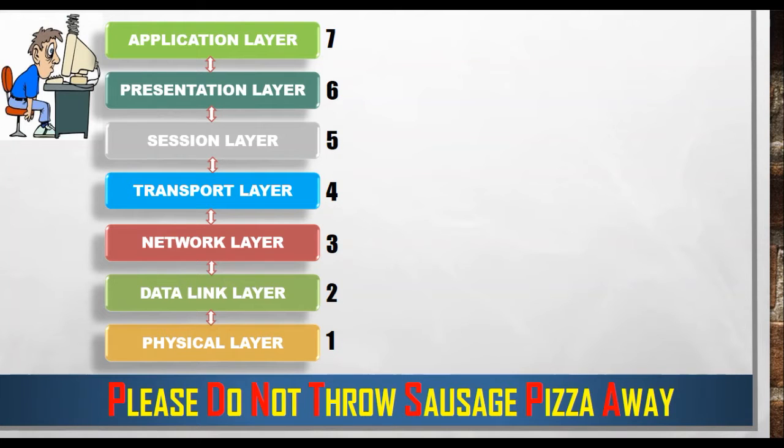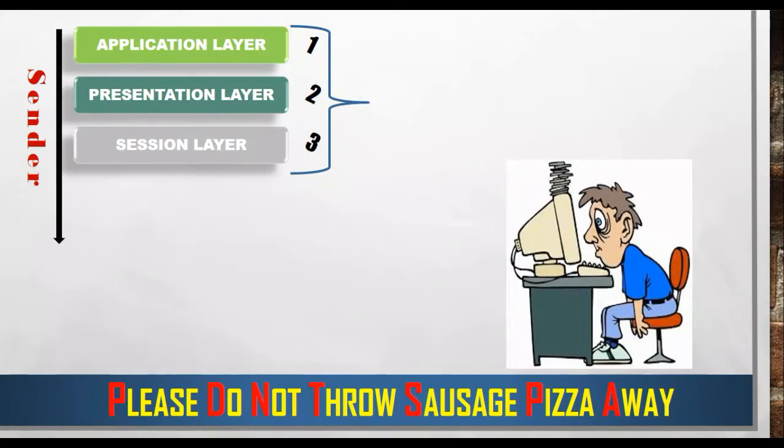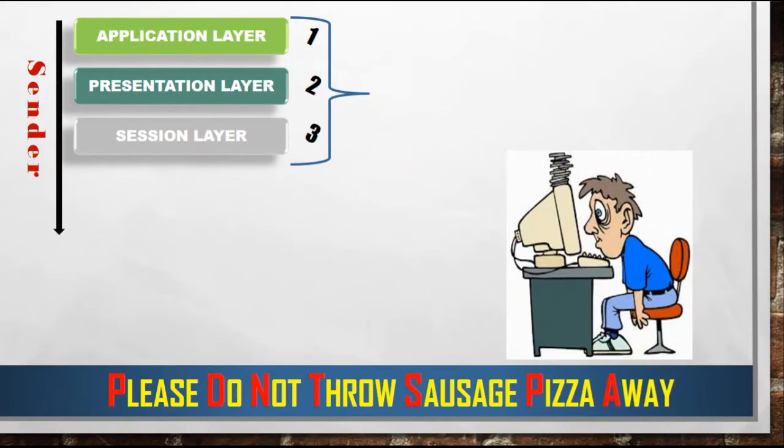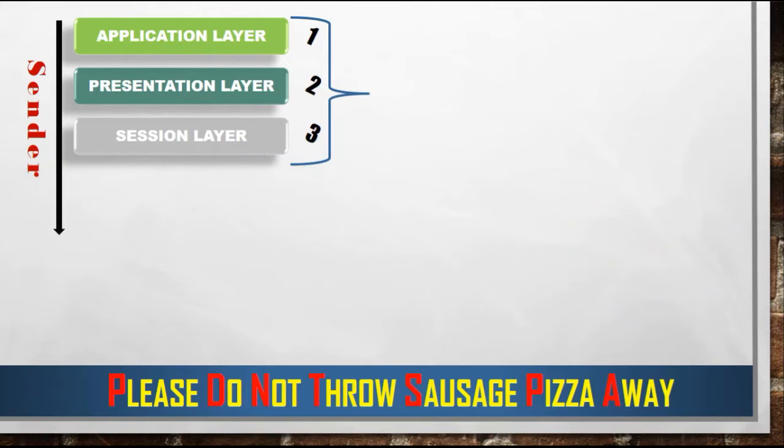In the first part, we talked about only the first three layers of the OSI model, that is application layer, presentation layer and session layer, which are also called the upper layers or software layers because they work with the software and data. So let's recap the first three layers and then we will talk about the rest of the layers.